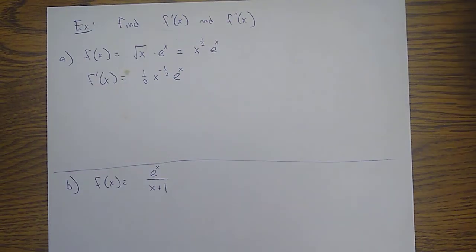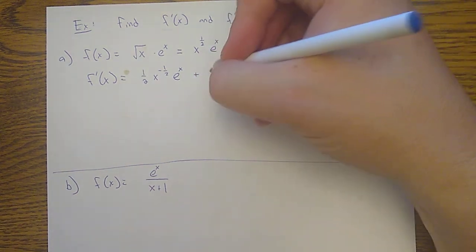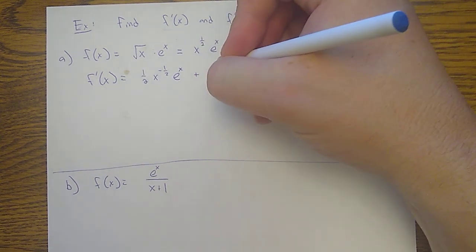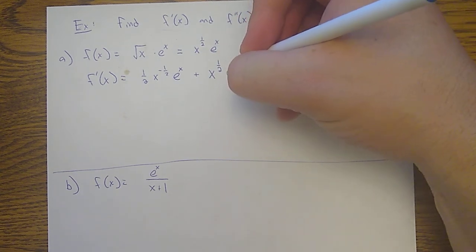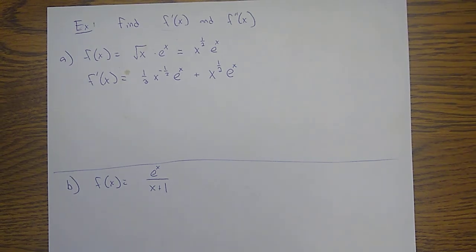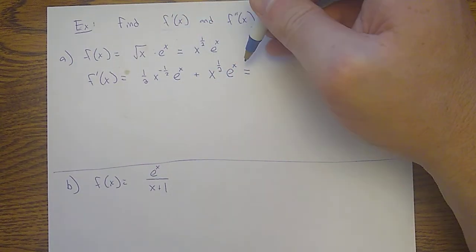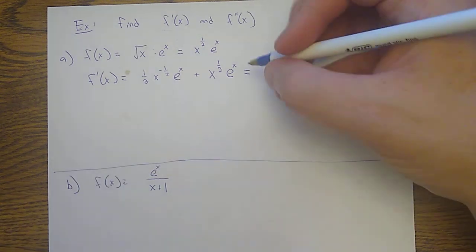And now I will leave e to the x alone, like that, plus, and now I'll have a second part where I leave this one alone, and I do the derivative of e to the x, but we've been here before, and we know that the derivative of e to the x is e to the x. Right? Now, let me factor out e to the x.